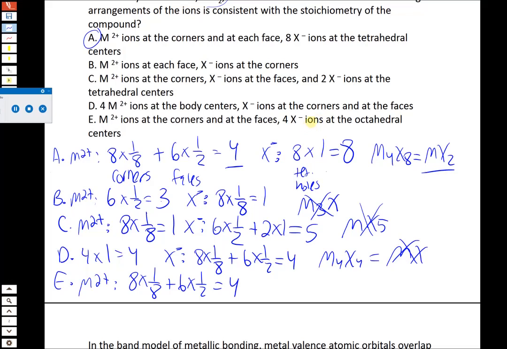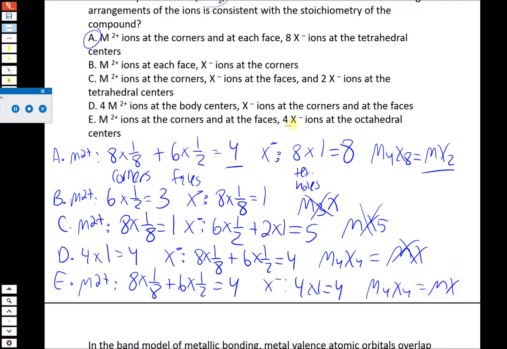This one's a little bit ambiguous because there's octahedral centers both in the center and on the edges, so I don't really like how this answer choice is worded, to be honest with you, but even if we count those as a total of 4, none of them are shared, that's still only going to give us M4, X4, or MX.